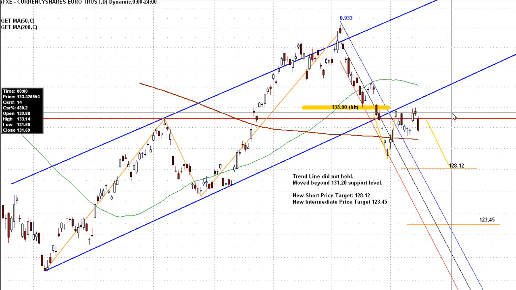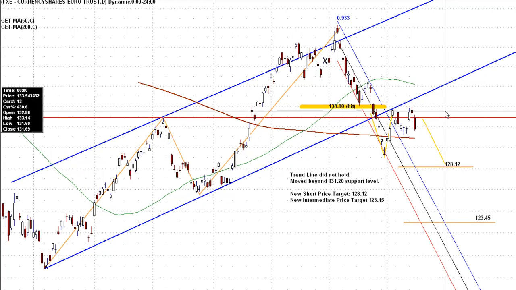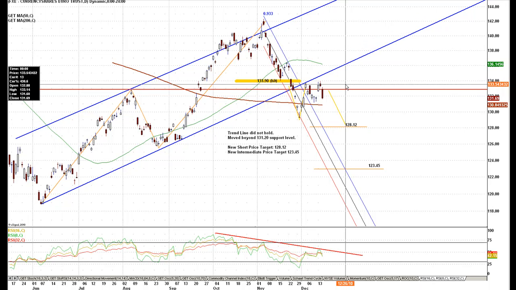So again, we're looking at the markets reversing, equities markets reversing to the downside, the dollar strengthening, the metals reversing to the downside, as well as the euro. That's a quick market update for today.